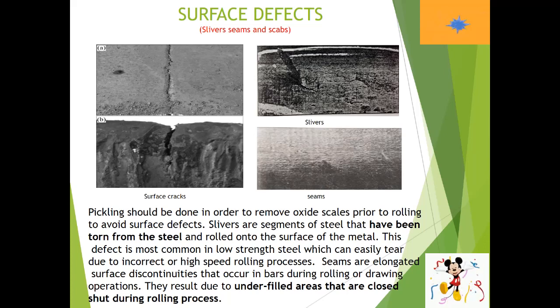Sleeves are segments of steel that have been torn from the steel and rolled onto the surface of the metal. This defect is most common in low strength steel, which can easily tear due to incorrect or high speed rolling process. Seams are elongated surface discontinuities that occur in bars during rolling or drawing operations. They result due to underfilled areas that are closed shut during the rolling process.